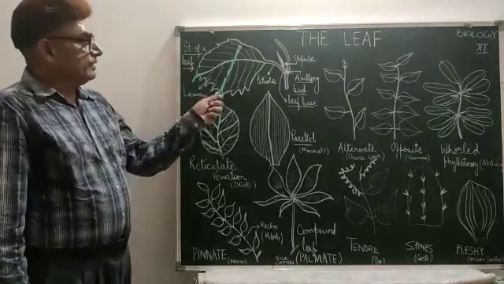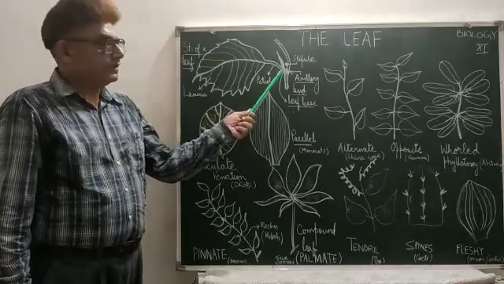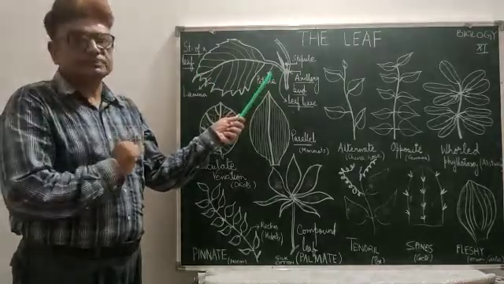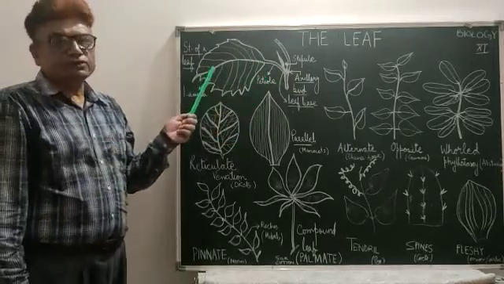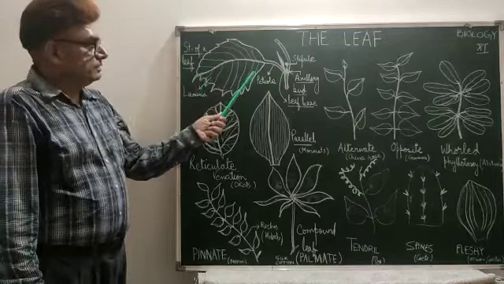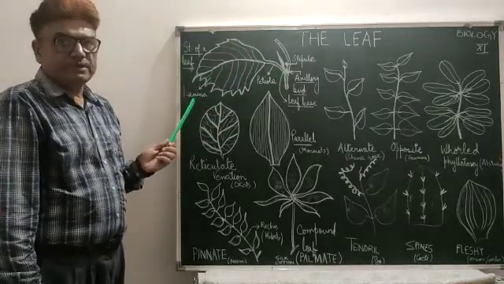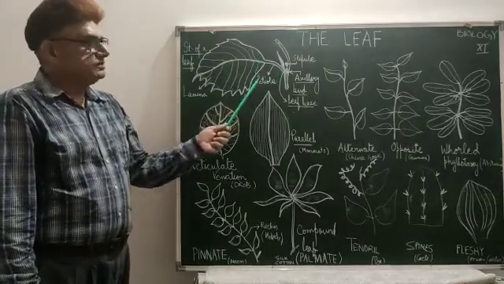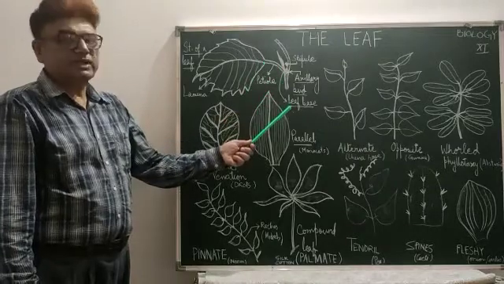Leaf is actually born on the node of the stem and originates from the shoot apical meristem. Structurally, it is divided into three parts: the expanded part known as lamina or the leaf plate, the stalk-like structure, the petiole, and the base of the petiole known as the leaf base.